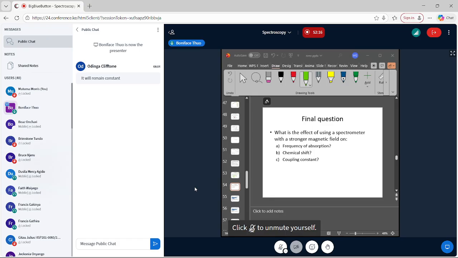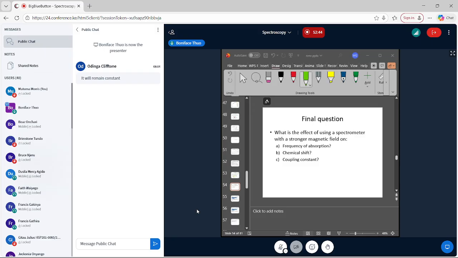Okay. So Clifton says it will remain constant, which is correct. So we say that chemical shift is one way of standardizing the output of the equipment so that we are able to compare. So the chemical shift is not affected by the strength of the magnetic field produced by the spectrometer.